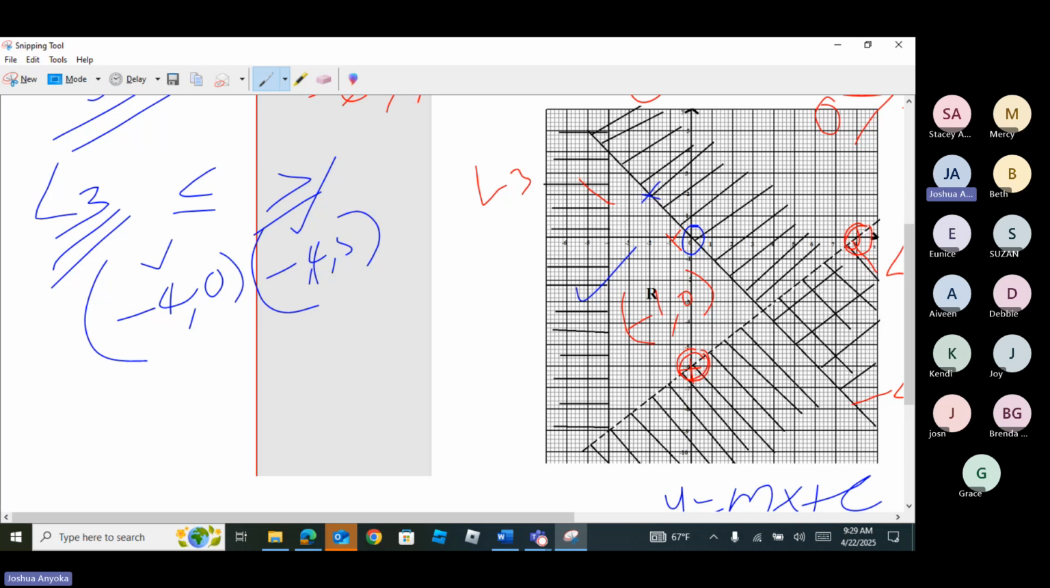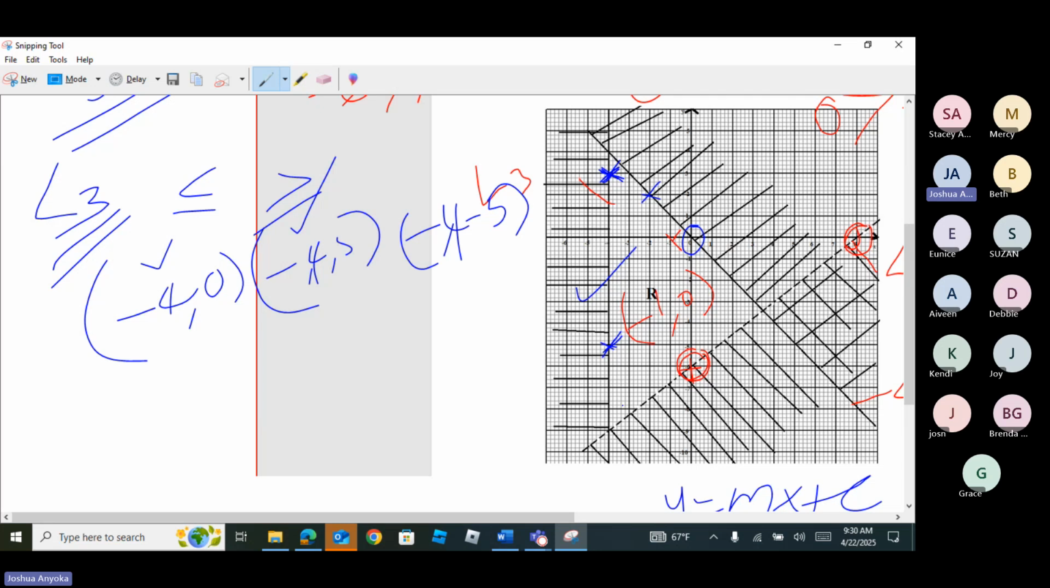Even if we work out the equation, it will still give us something. Negative 4 is constant. I have a question. Yes. Where did you get the 5 for negative 4, 5? Oh, negative 4. I've marked where negative 4, 5 is. It is also passing through negative 4, negative 5.